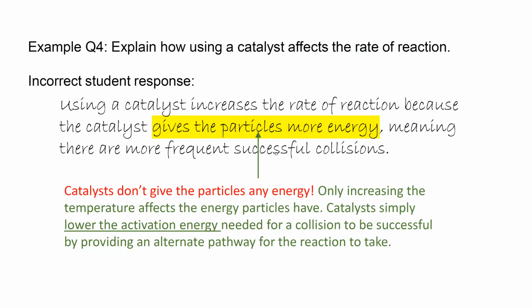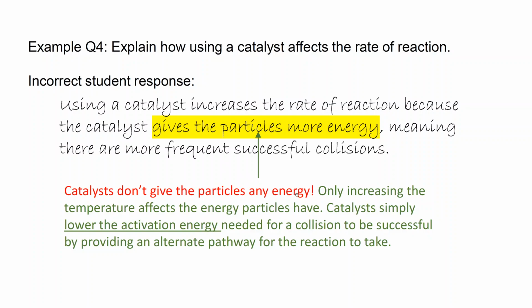Okay, number 4. Explain how using a catalyst affects the rate of reaction. Here's our incorrect student response. Using a catalyst increases the rate of reaction because the catalyst gives the particles more energy, meaning there are more frequent successful collisions.